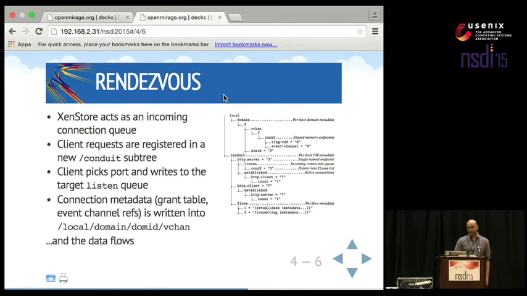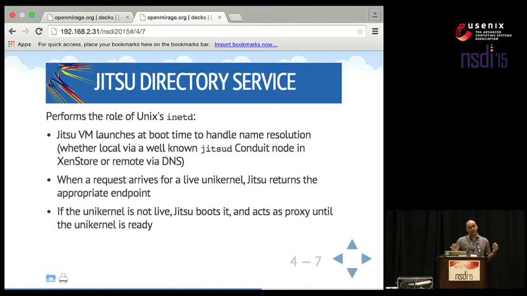So once this is done, things get interesting, because we now have the ability to boot unikernels and set up shared memory channels. And Jitsu is a directory service that launches a virtual machine at boot time, and it handles name resolution, whether it's from a local node or remote from DNS. So you can actually start taking external network traffic and start activating unikernels on demand. And the goal of Jitsu is very simple. When something arrives, it will boot the unikernel, and after a timeout, it will just kill the service. And if the unikernel is not ready, it will also act as a proxy.